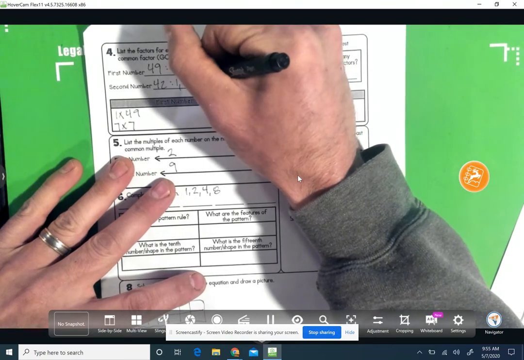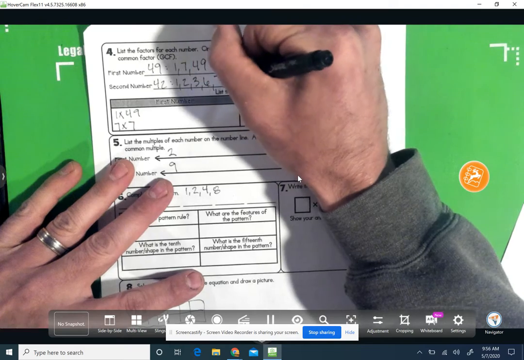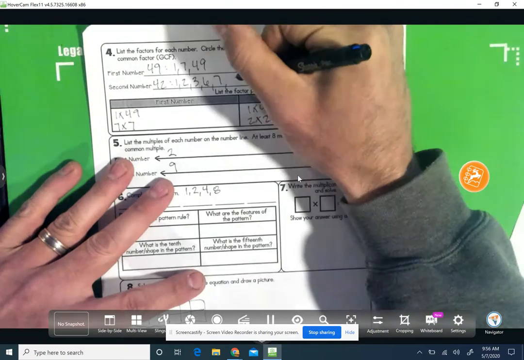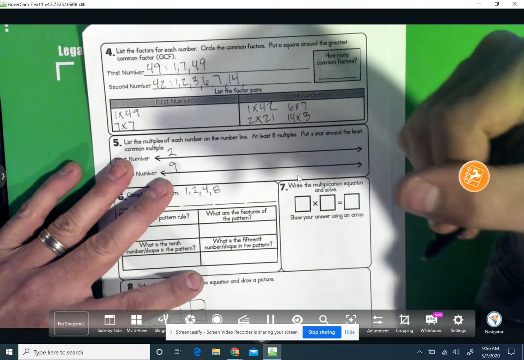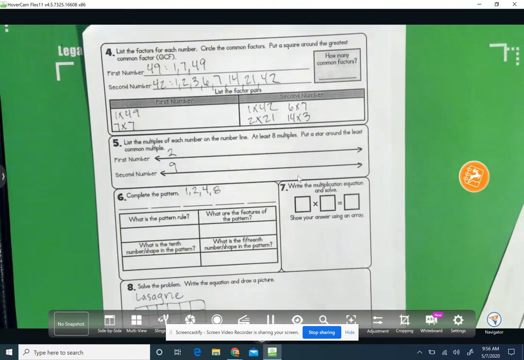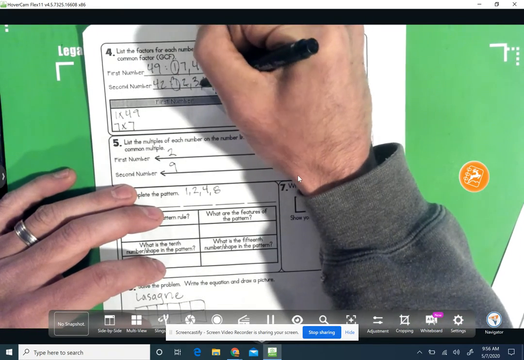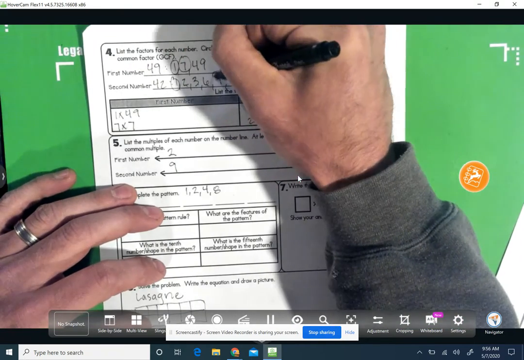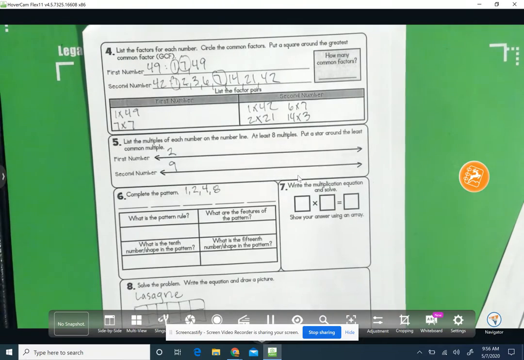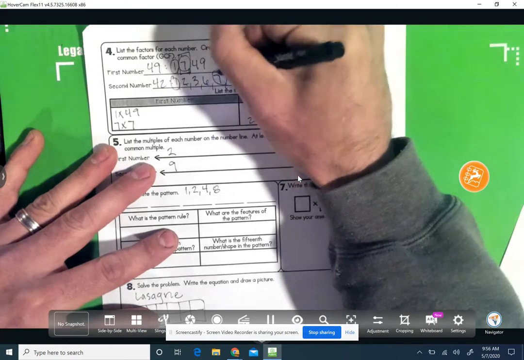We have 1, 2, 3, 6, 7, 14, 21, and 42. So now we need to circle the factors that are common. We have 1 in common, no 2s, no 3s, 7 in common, and we stop there. The greatest common factor of 49 and 42 is 7.